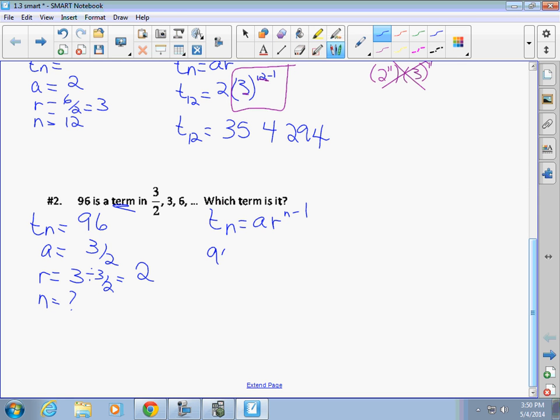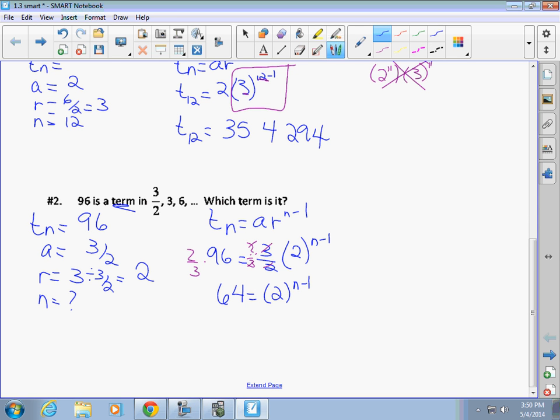So 96 is equal to 3 over 2 times our ratio of 2 to the power of n minus 1. So to solve, the first thing I need to do is get rid of my 3 over 2. So that means I have to multiply by the reciprocal, 2 over 3. So that will cancel. So 96 times 2 divided by 3 is 64, which is equal to 2 to the power of n minus 1.